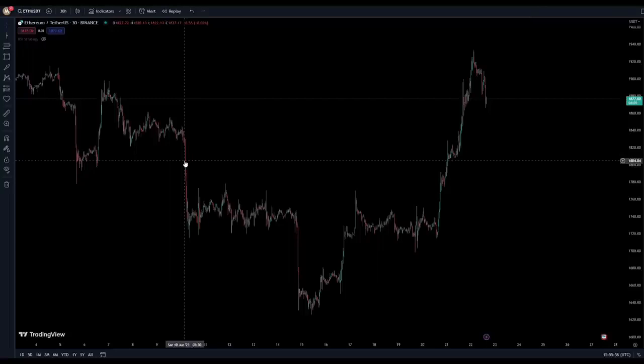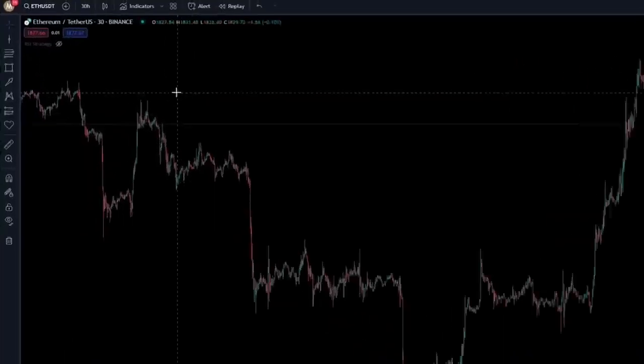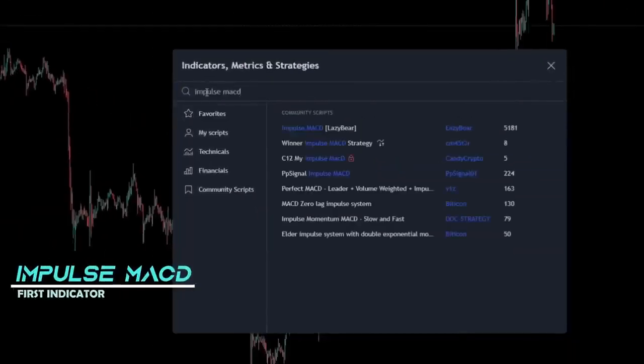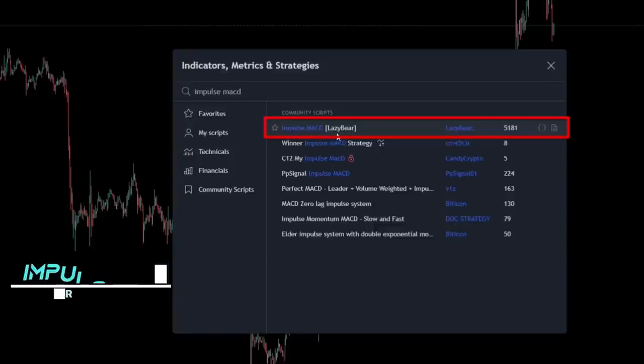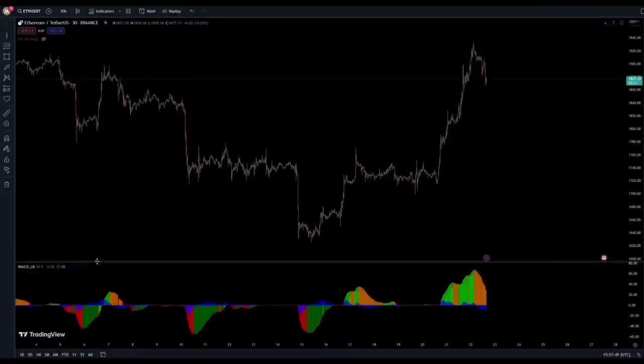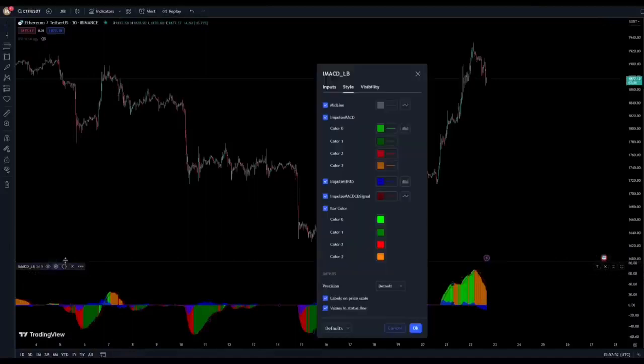First, we gotta add the advanced MACD to the chart and adjust its settings. Open the Indicators tab and search Impulse MACD and add this indicator to your charts. Next, we will open its settings to change some things up.